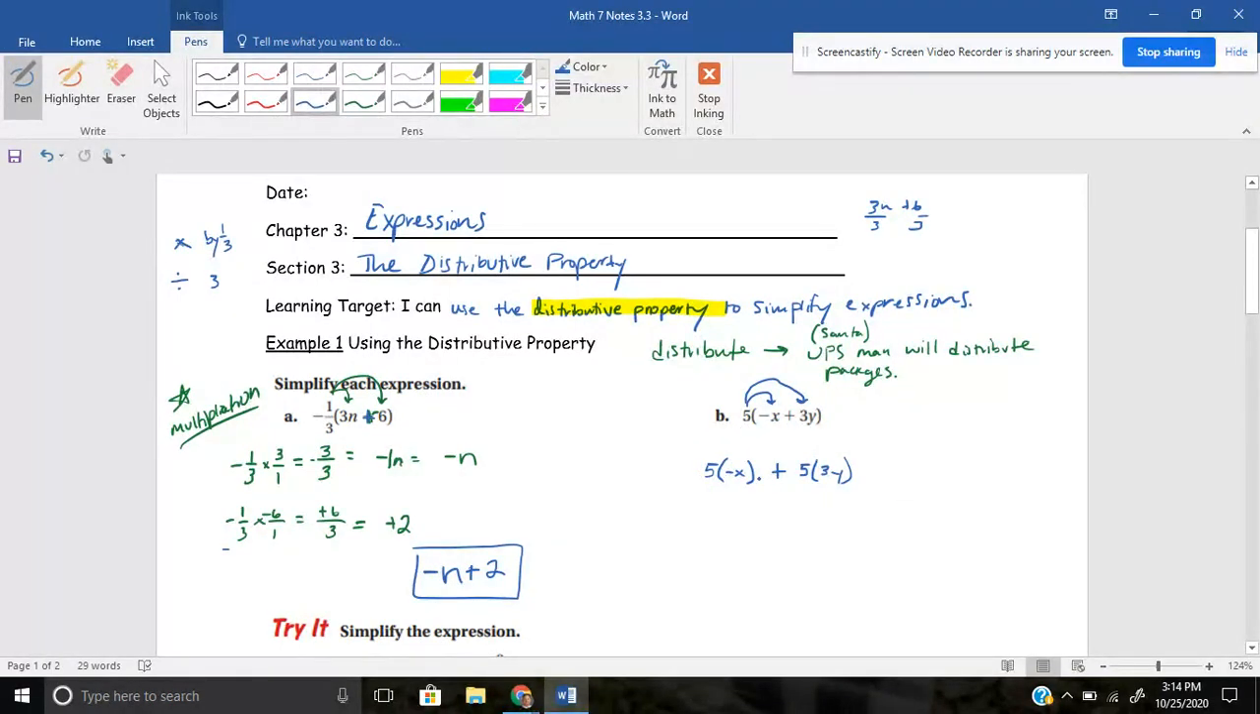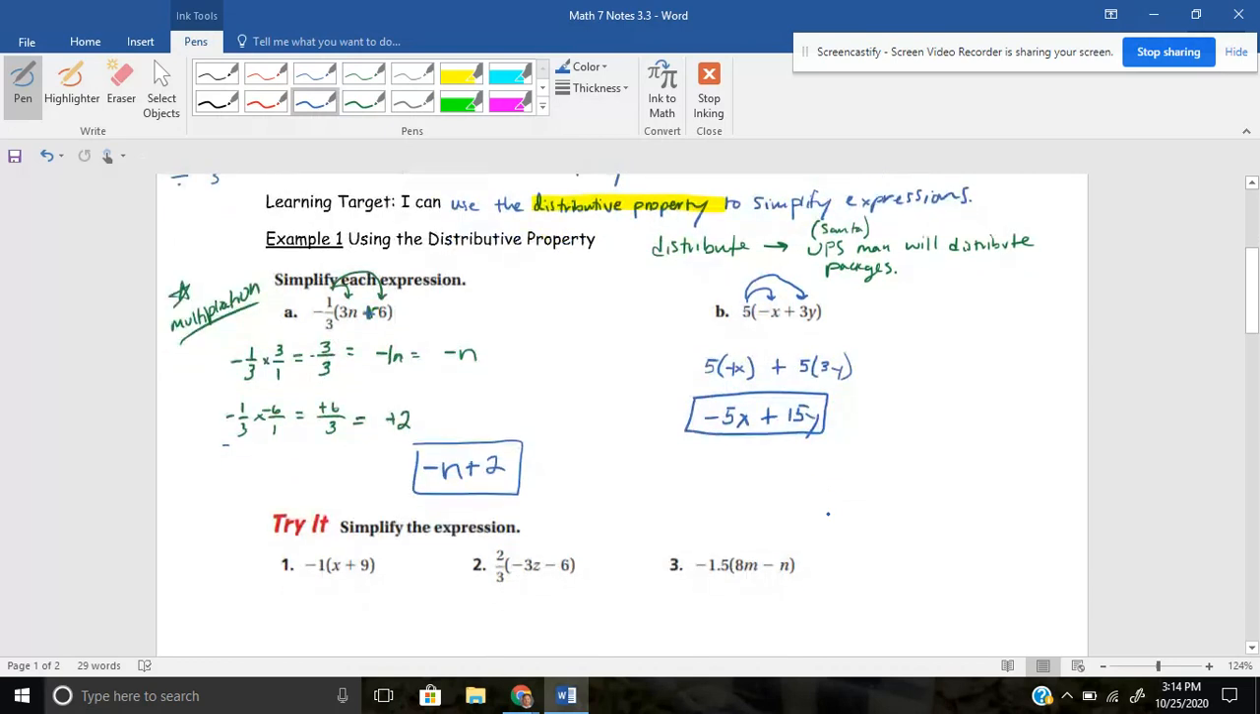Okay, well, 5 times negative x, remember that's just like negative 1x. So 5 times negative 1 is negative 5. Bring my x along. Plus 5 times 3 would be 15y. And remember, since these two terms have different variables, you cannot add them together. They're not like terms. So that's as simple as we can get. Again, we just took 5 and we multiplied it by everything that was in the parentheses.